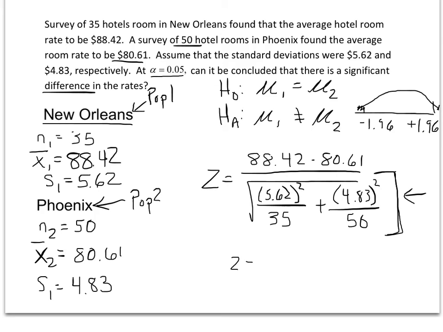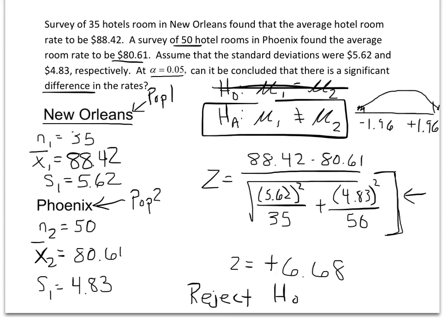This is going to give me a very, very large z-score of 6.68, which is clearly in my rejection region. So I'm going to reject the null. Since I'm rejecting the null, I'm getting rid of the idea that these two are the same, and we can conclude at 5% significance that there is a significant difference between the New Orleans hotel room price and the Phoenix hotel room price.